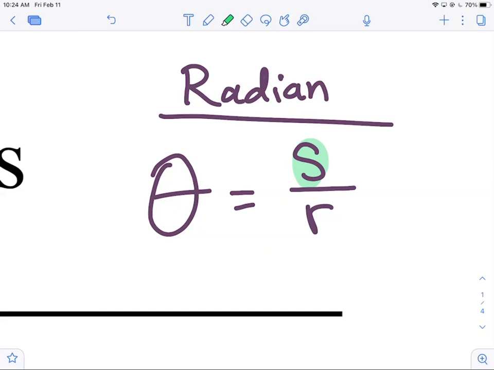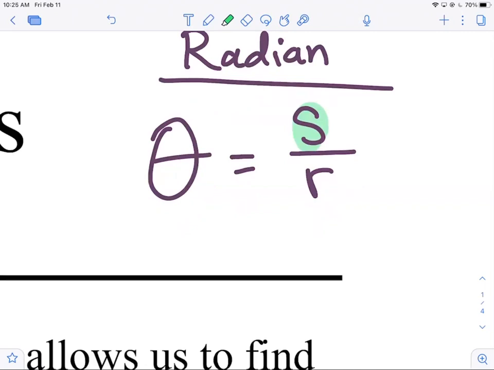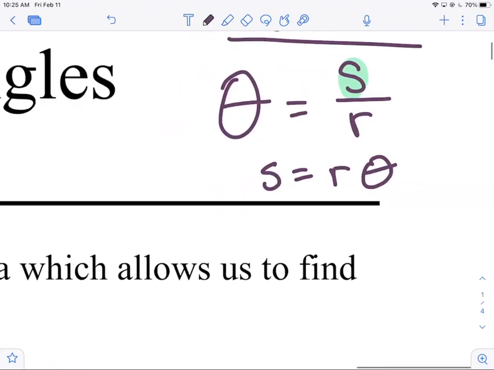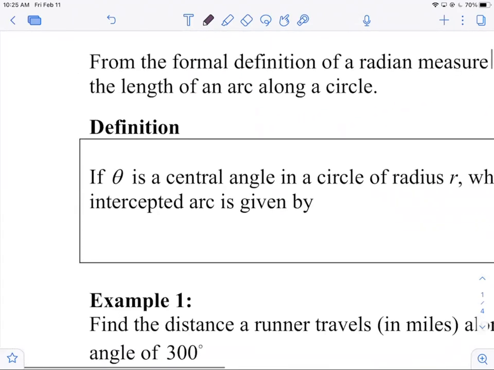And this tells us why the angle is unitless, because we measure arc length and the radius of the circle in the same units, right? Both in feet, both in miles, both in inches, and they do what? Divide out. Very good. Now, if you simply take the definition of a radian and you multiply both sides by R, you get S equals R times theta. And guess what? That gives you a formula for the arc length.